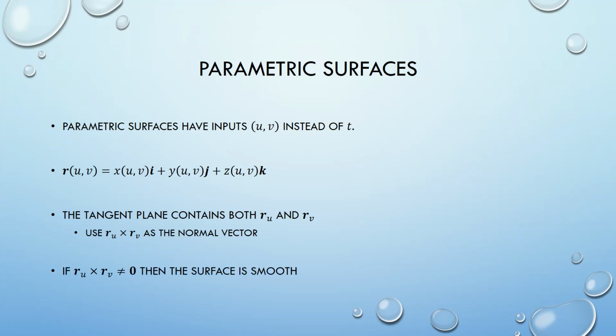The other aspect of it, if the cross product of those two partial vectors does not equal 0, then the surface is smooth. Now, if it turns out that it's equal to 0 at certain points, that means those particular points are not smooth on the function for the parametric surface.